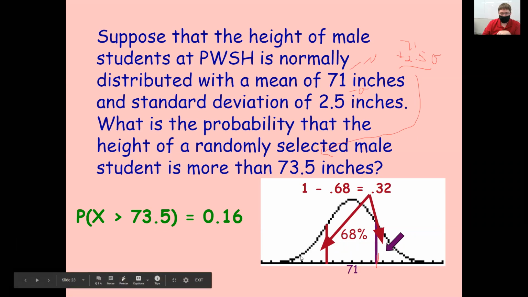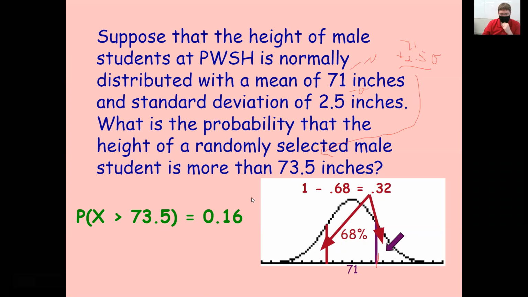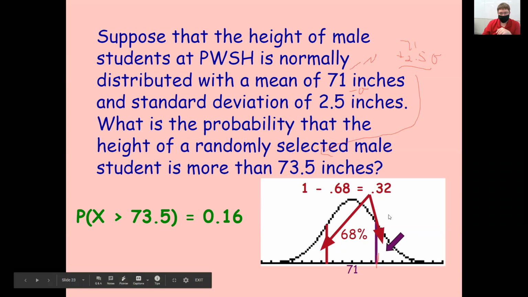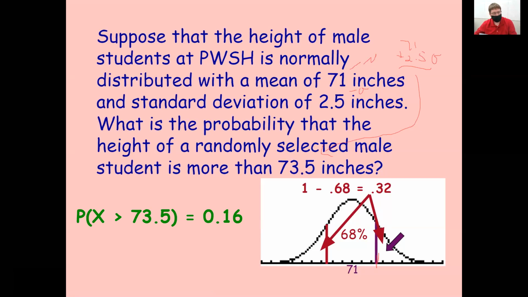Well, I have 32% of my data not accounted for in this first section. The graph is symmetrical, so 32% is what's left over of the whole graph. I just want the upper half, where the data is more than 73.5, so that's 16%. That's mathematically one way to do it. You could draw out, like we did in September, the whole graph and number everything if you wanted to. It just might take you a while, so we're trying to do this mathematically.